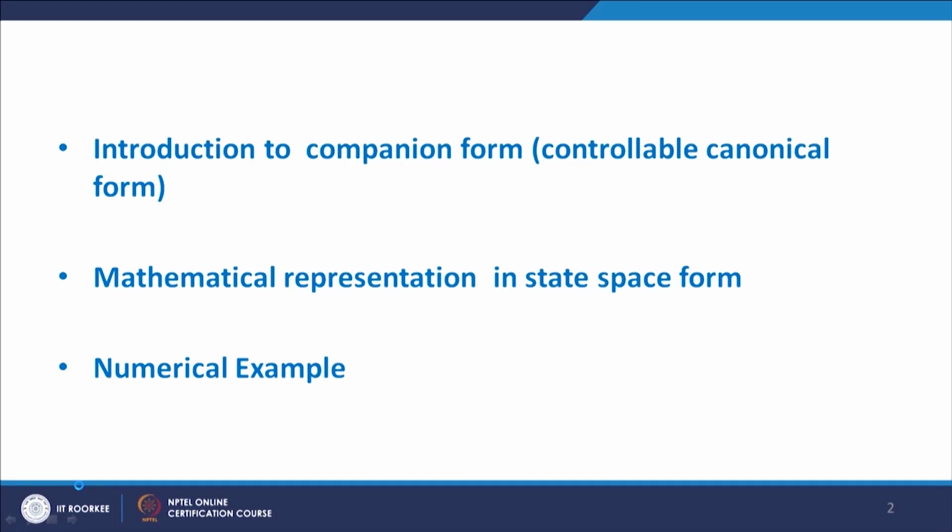Today we start with the companion form of modeling, which is also called controllable canonical form. In this we are going to study an introduction to companion form, that is, controllable canonical form, then the mathematical representation in state space form, and a numerical example. Now, about the introduction to companion form of modeling.